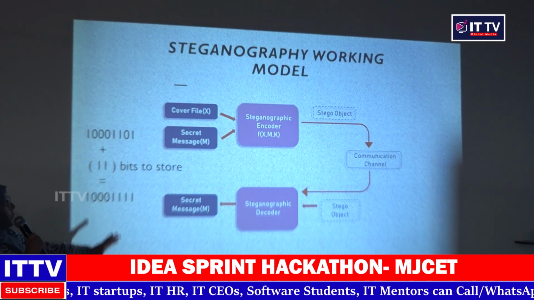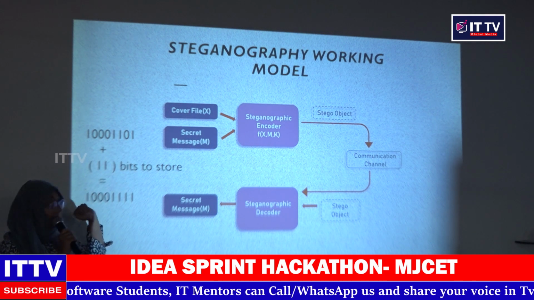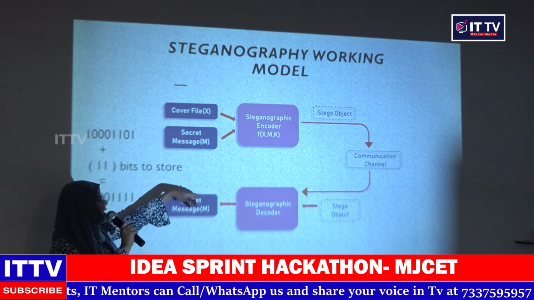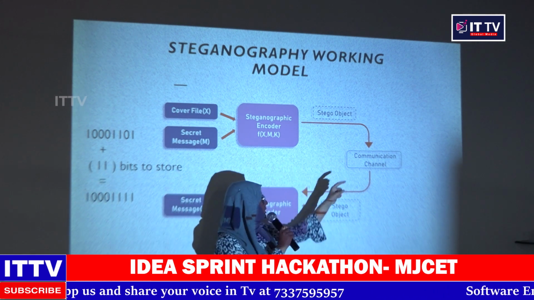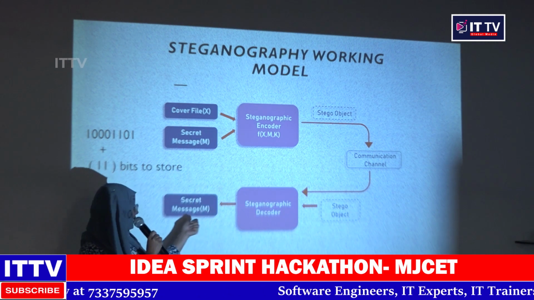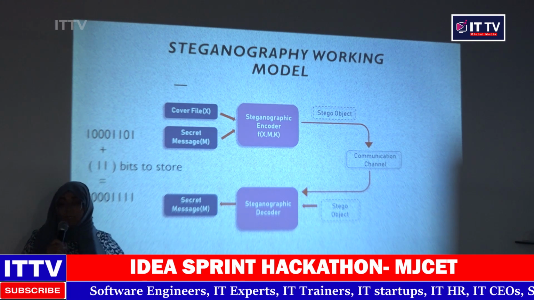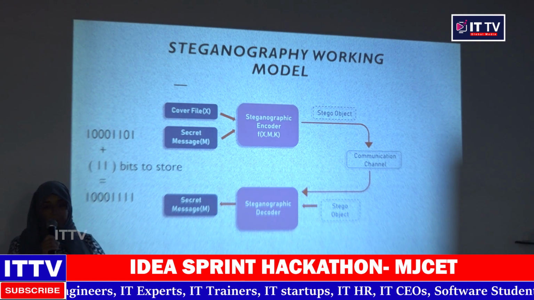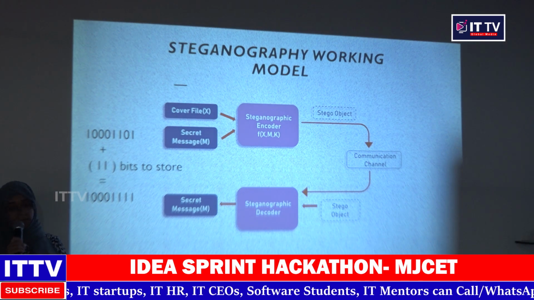Basically the working model has two entities: you have your cover message that you want to hide the data in, and your secret message. It goes through an encoder and comes out as an encoded message, passes through the communication channel, goes through a decoder, and then you decrypt it and get your secret message again. In our project, Petabyte, we've utilized LSB and AES encryption methods for secure transfer of data.